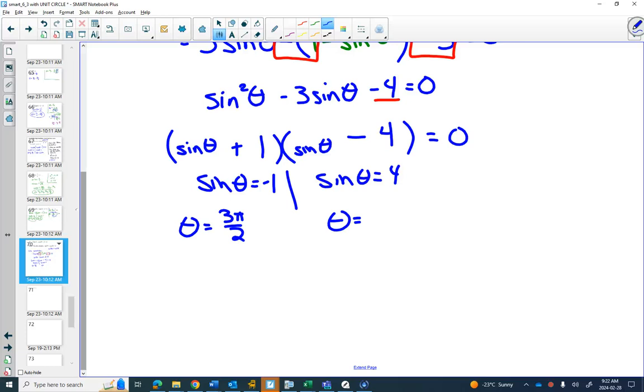No, it doesn't work out that way. That's a good idea, right? The idea that if sine of theta equals 1 is pi over 2, can I just multiply it by 4? No, it doesn't work out that way.